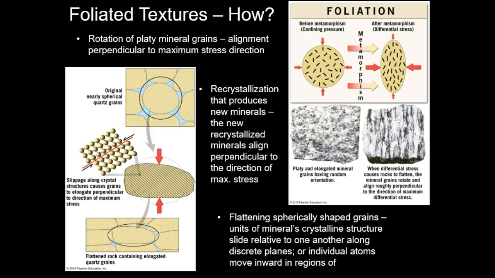There are diverse ways in which foliation can form, as I mentioned in the last slide. So here we'll go ahead and go through them. The first one that we'll look at is the rotation of platy mineral grains. So in this case, the mineral grains themselves align nearly perpendicular to the direction of maximum stress, as can be seen in the image on the right side of the slide. This type of foliation formation takes place in low-grade metamorphic environments. Other processes are responsible for higher-grade metamorphic foliation, which we'll look at now.